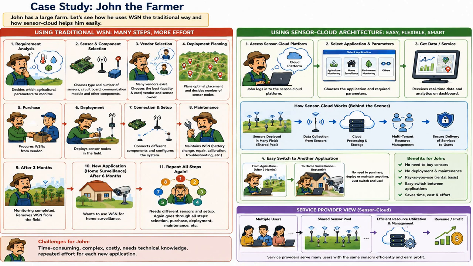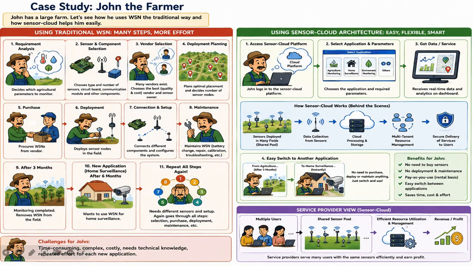Now the work does not end here after the deployment. So John must regularly maintain the wireless sensor network by replacing the batteries. Then he has to repair the faults, update the components and troubleshoot the problems. Now after 3 months, when the agricultural monitoring task is completed, he removes the wireless sensor network from the field.